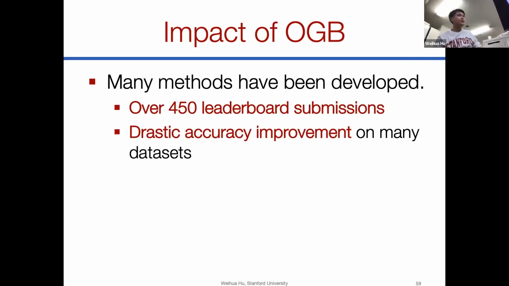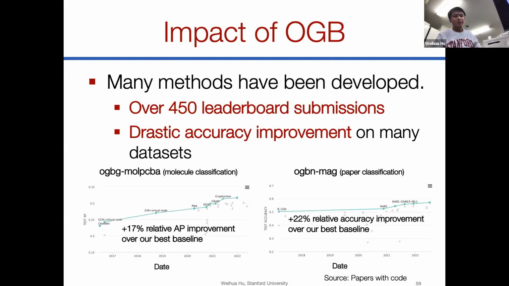So the impact of OGB has been really huge. Many methods have been developed on our datasets, over 450 leaderboard submissions. We have a public leaderboard, and a lot of submissions have been made. Drastic accuracy improvement on many datasets has been achieved.